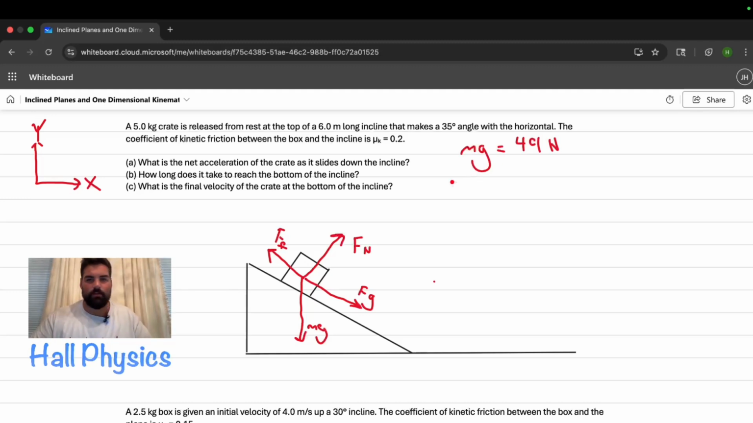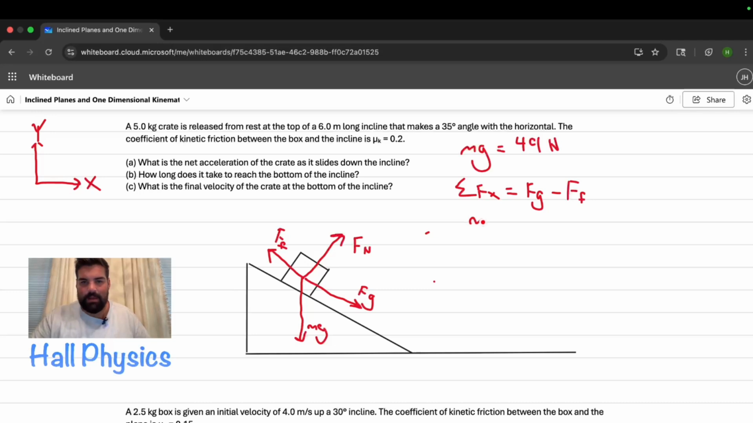Okay, that's 9.8 times 5, 49 newtons. The next thing I want to do is get the sum of all the forces in the x direction. Remember, our box is not moving up and down on the incline, it's just moving in the x direction. So our sum of forces in the x direction, we will have F of g, which is in the positive, minus our friction force, because that is in the negative x direction.